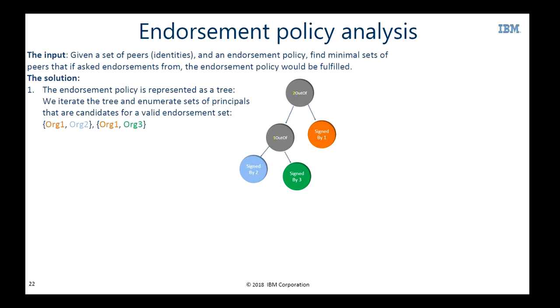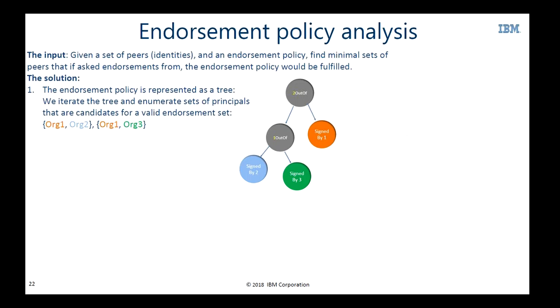So what is the input? We have a set of peers, identities of peers, and an endorsement policy. What we need, our objective is to find minimal sets of peers, such that if the client asks for endorsements from every such set, then the endorsement policy is fulfilled.